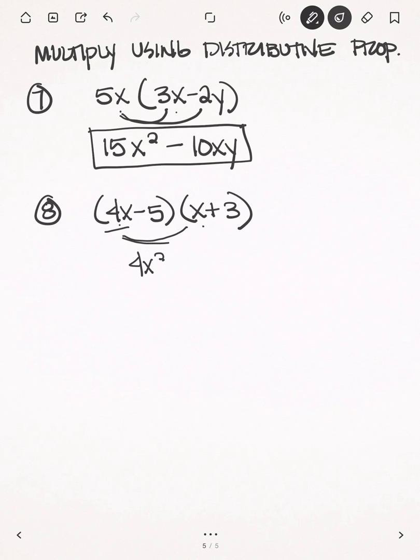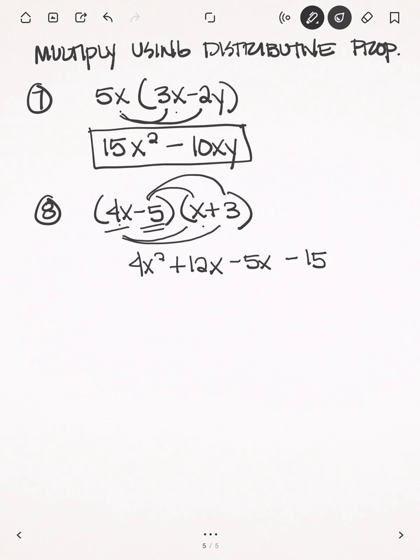Then you take 4x and you multiply it by that positive 3. That would give us a positive 12x. I'm halfway done. Now I take the negative 5 and I'm going to distribute that to everything on the other side. Negative 5 times x is negative 5x, and negative 5 times positive 3 is negative 15.